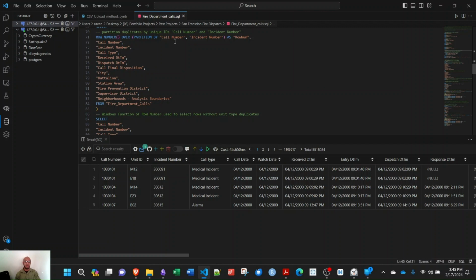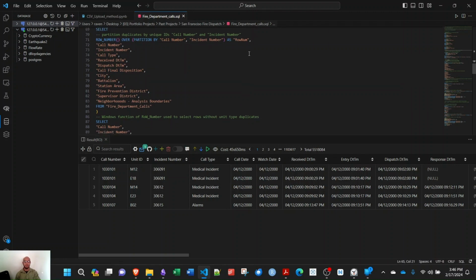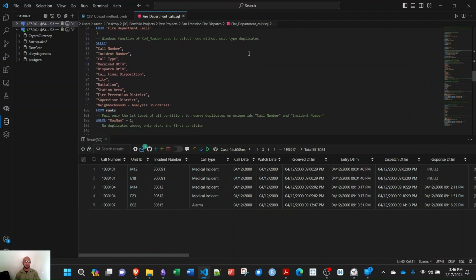So after creating row numbers for all these field types, you're going to have row numbers 1 and 2 if there are duplicates. If there aren't any, it'll just always be row number 1, which is seen here in the query underneath the CTE, where I select all the relevant fields from my rank CTE where row number equals 1. That's going to get rid of my duplicates for me.